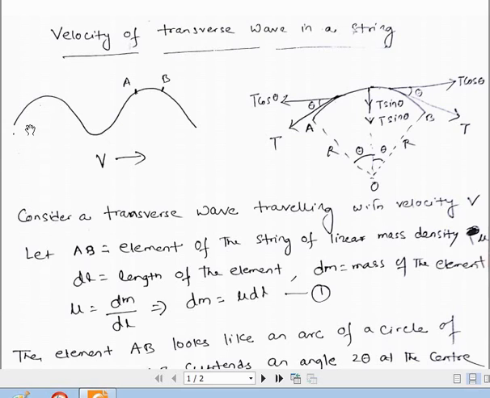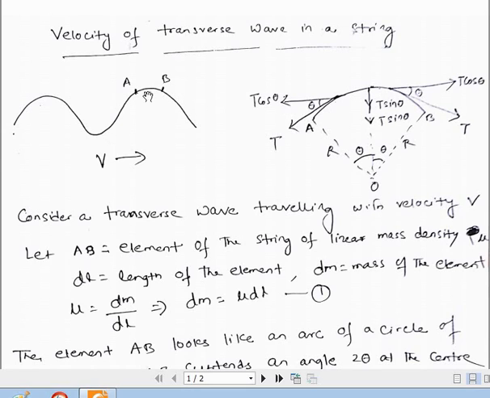For example, how can you produce transverse wave? If you take one string and give it a jerk, then such types of waves will be produced. These are called transverse waves. Now if you take a small portion of the string AB, I am enlarging this small portion here, AB.